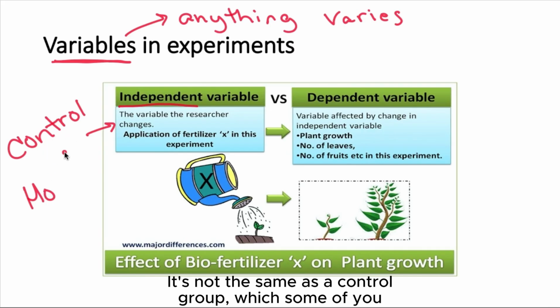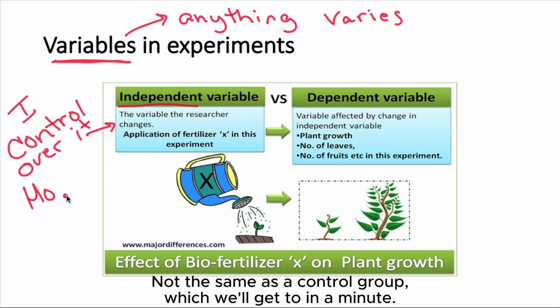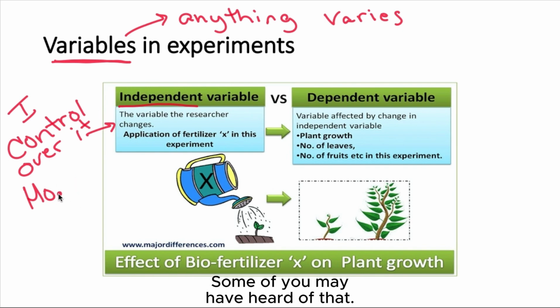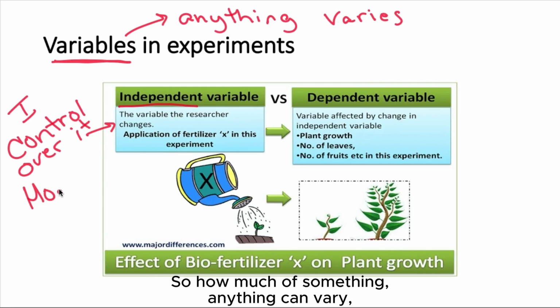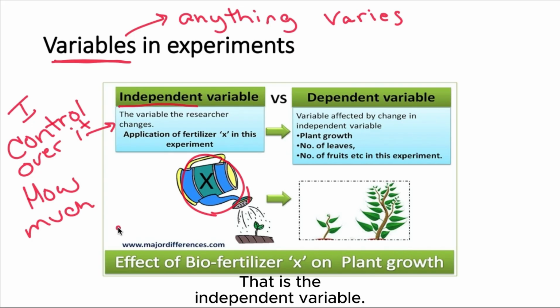It's not the same as a control group, which some of you might have heard. Let's just say I have control over it as a researcher. Not the same as a control group, which we'll get to in a minute. Some of you may have heard of that. So how much of something, anything can vary. Amount of fertilizer can vary. I can control how much. That is the independent variable.